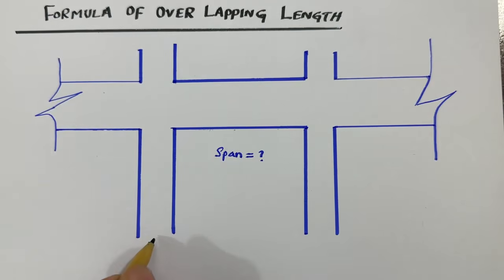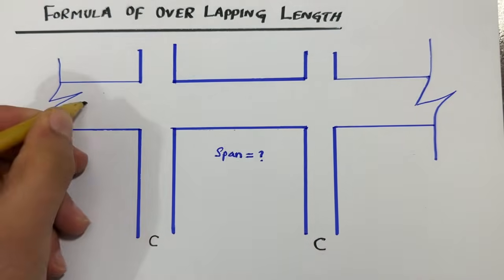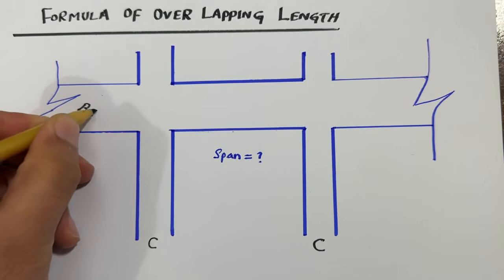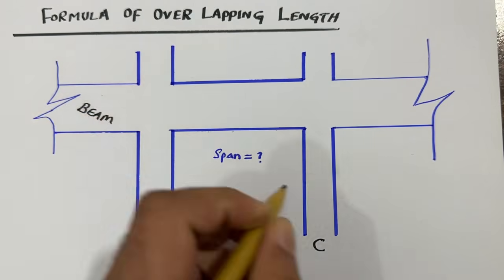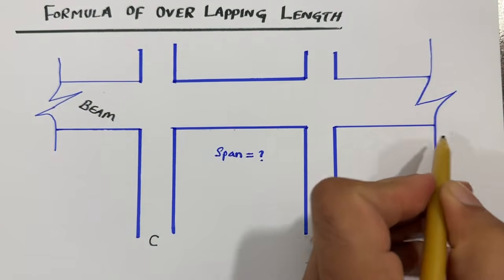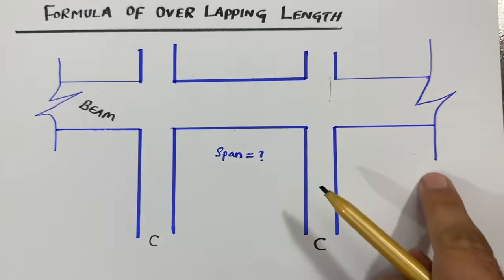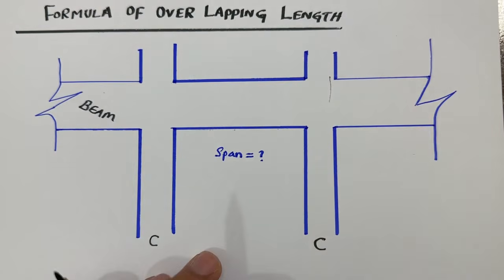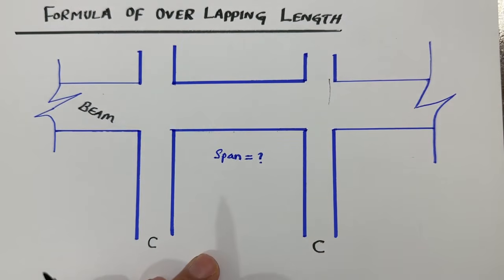Guys, you can see this is a column, this is also a column, and this is a beam. Simply supported beam, the beam is a cantilever, and this is also a cantilever because this is continuous. Therefore we have the other support as well, just for you people to know the diagram. Therefore I did this.